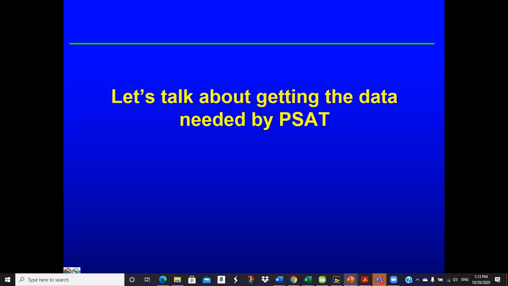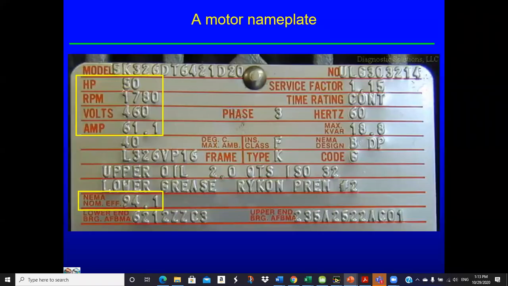Let's look at some of the data that we need in order to do that. And where do we get it? Well, I think we may have seen some of this before. That's just a picture of a motor tag. You see, we've got a 50 horse, RPM 1780.